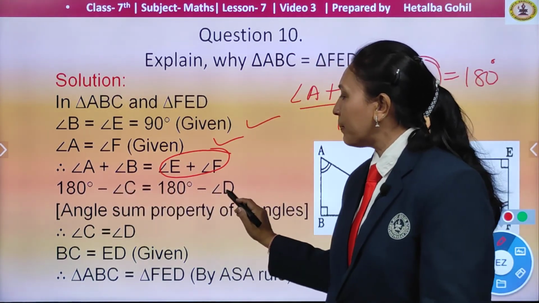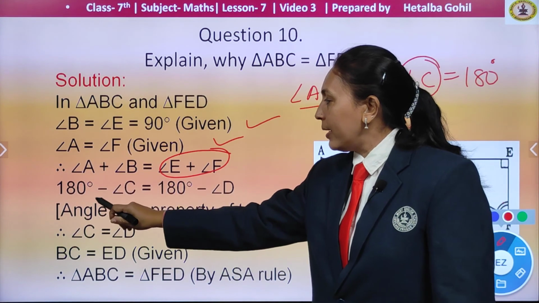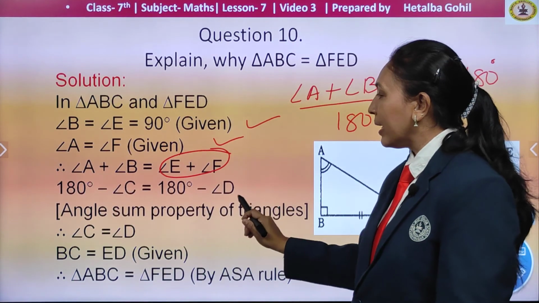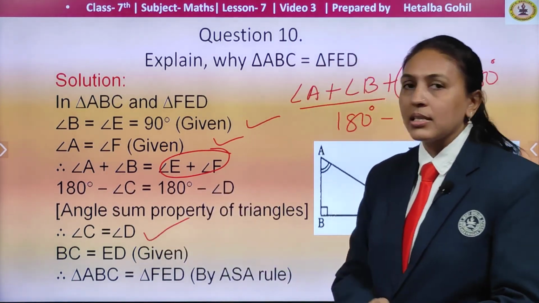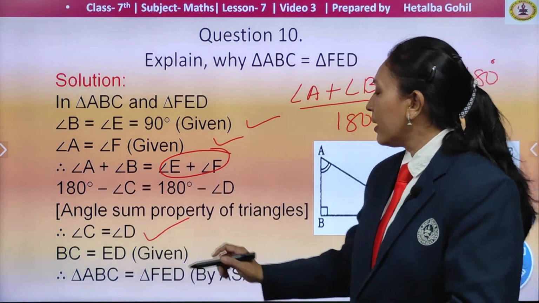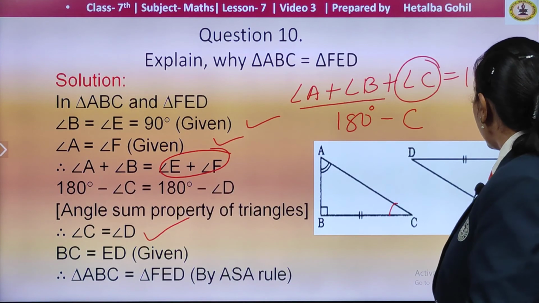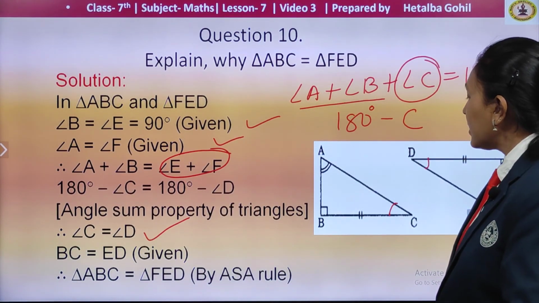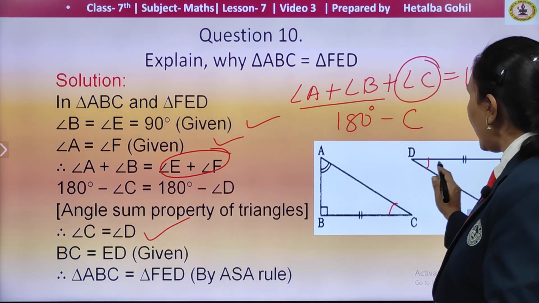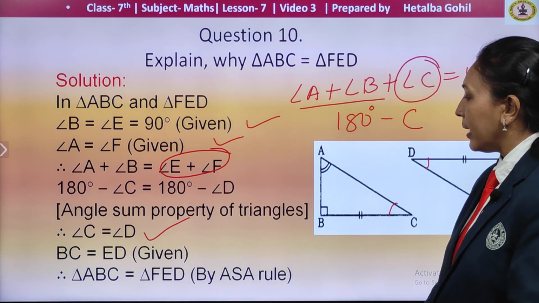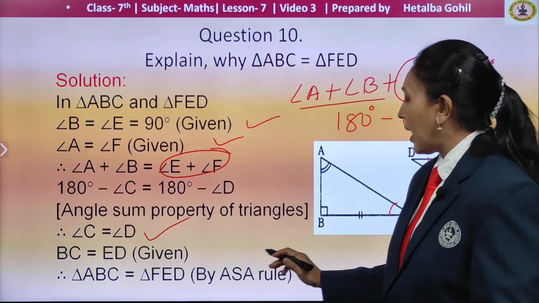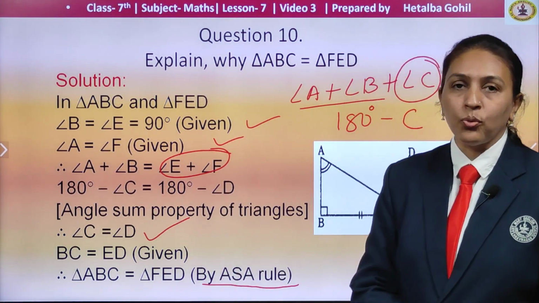Now if these two statements are equal to one another, that is 180 degrees minus the sum for angle C is equal to 180 degrees minus the sum for angle D, that means we can say that angle C is equal to angle D, because they both are balanced equations here. So here if angle C is also equal to angle D, then you can see here angle B equal to angle E, then BC equal to DE and angle C equal to angle D. Then the two given triangles will be equal to one another and they are congruent by ASA rule over here.